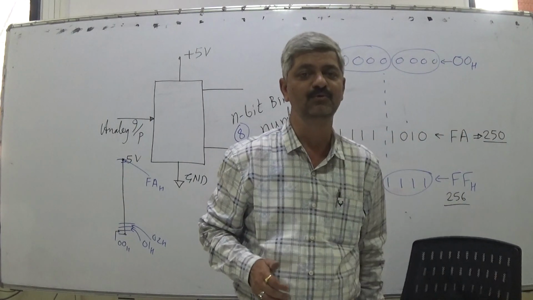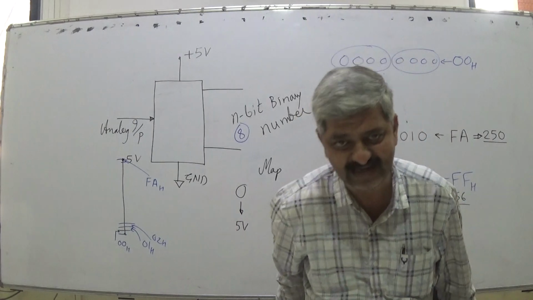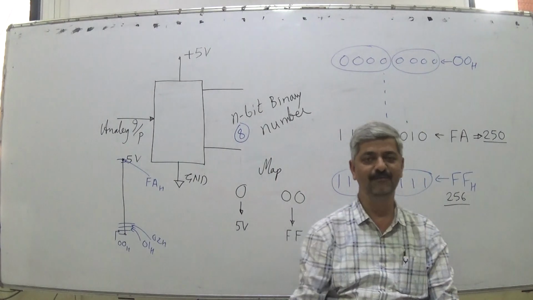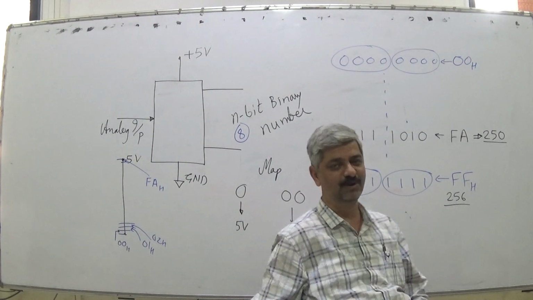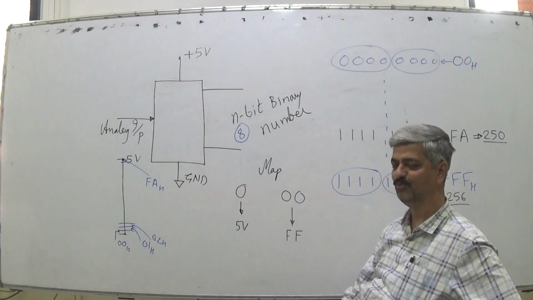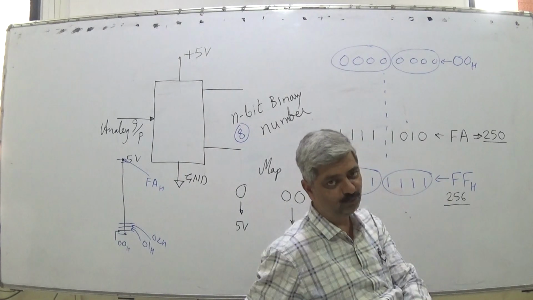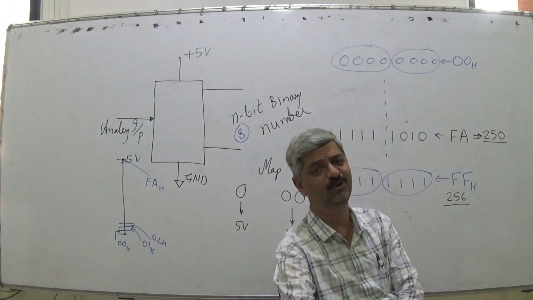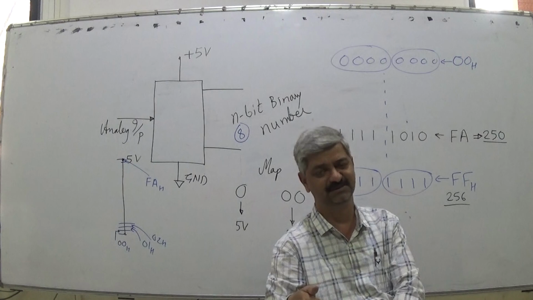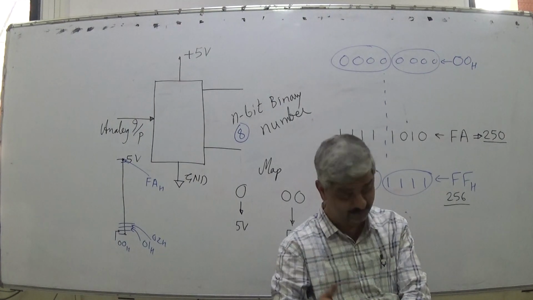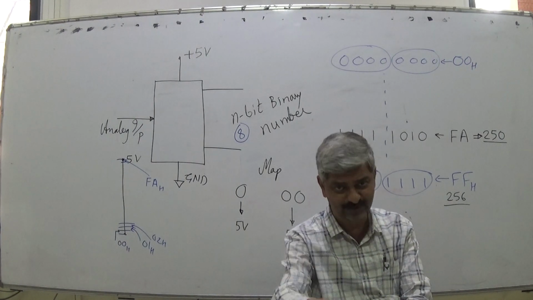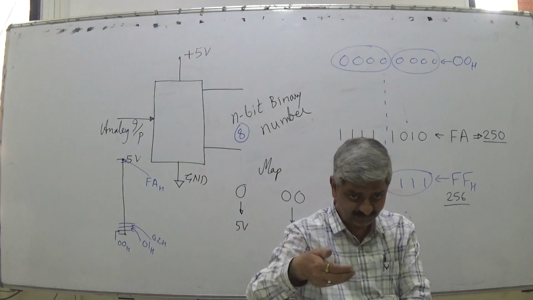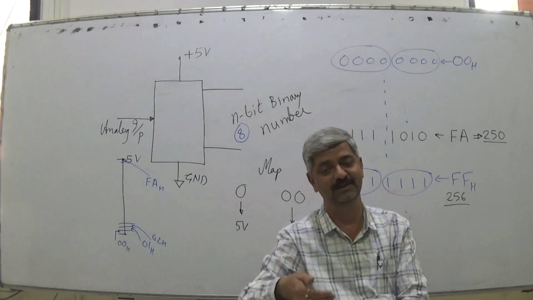Let me explain a 1 bit ADC. What will a 1 bit ADC do? If I have 5 volts, then something below 2.5 I will say is low, and something above 2.5 I will say is high. If I have a 2 bit ADC, then something below 1.25 is 00, 1.25 to 2.5 is 01, 2.5 to 3.75 is 10, and 3.75 onwards till 5 is 11.